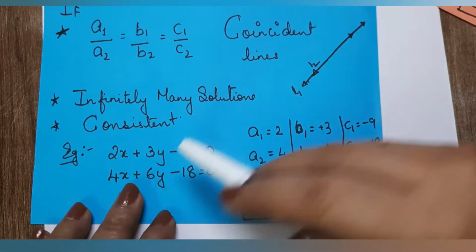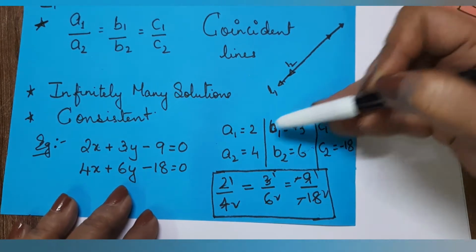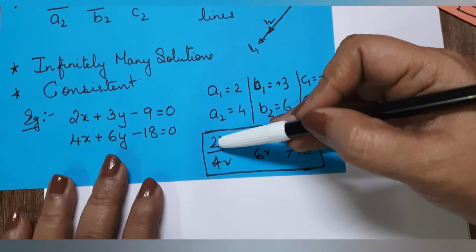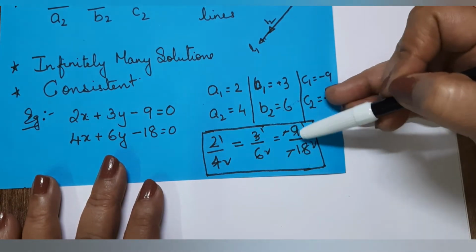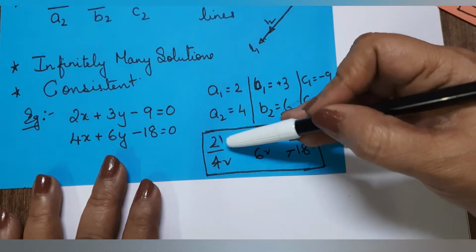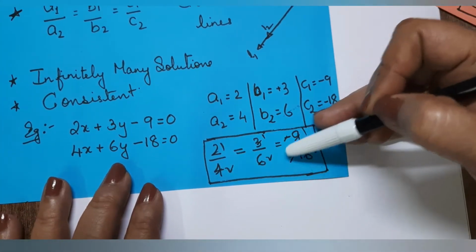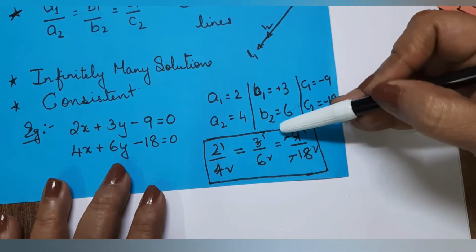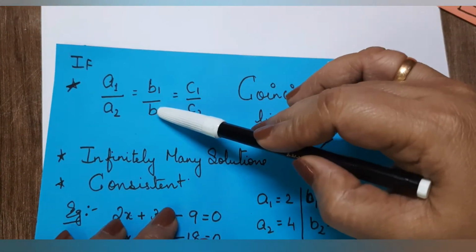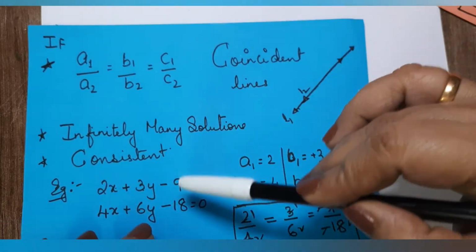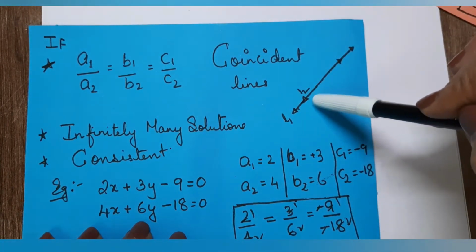Likewise here, when we have written the coefficients and checked, 2 by 4 equals 3 by 6 equals minus 9 by minus 18. When we cancel this, we get 1 by 2 each. So a1 by a2 is equal to b1 by b2 equal to c1 by c2. Minus and minus cancel, it still remains 1 by 2. That satisfies this condition. So the graph of these two lines will be coincident lines.